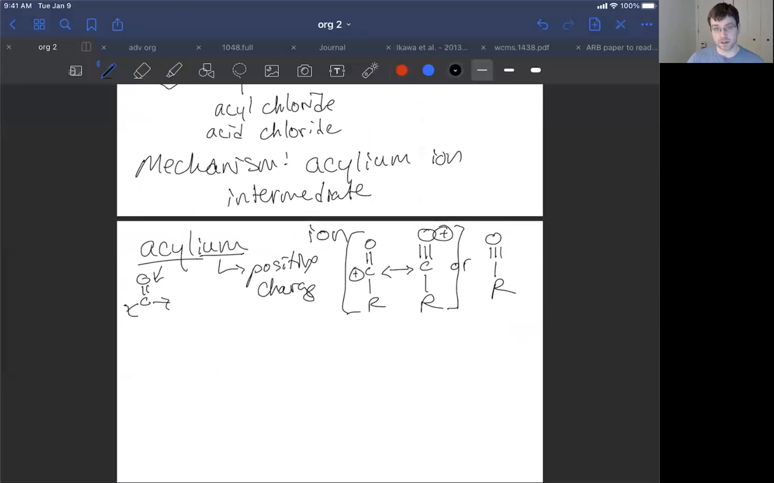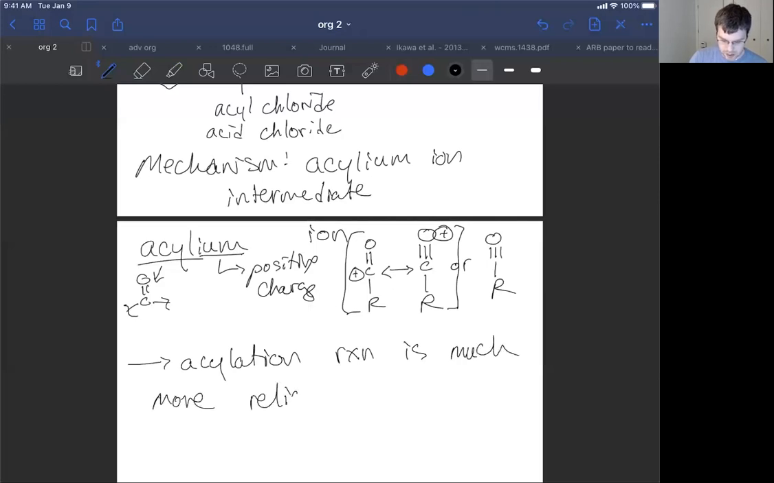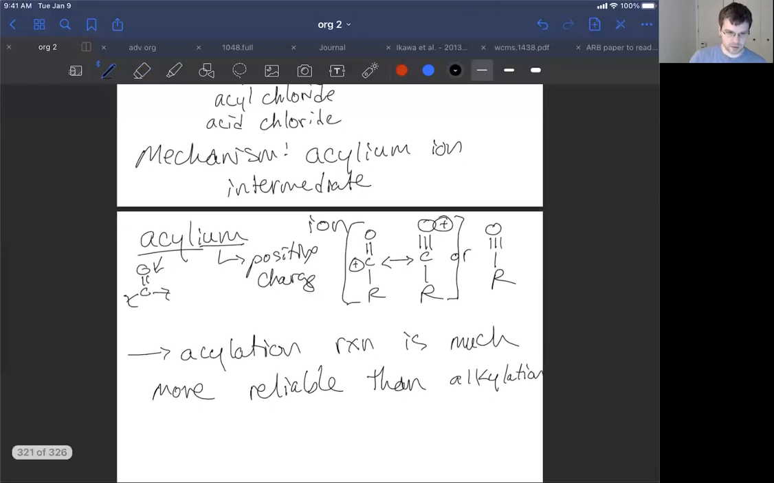I'm getting that up in front of us front and center because that's the critical piece of the Friedel-Crafts acylation. It turns out that in general, the acylation reaction is much more reliable than the alkylation reaction. You have a wide range of things that you can attach in the R group. You don't have to pay attention to the R group to do this chemistry. But let's go ahead and start with the methyl group.